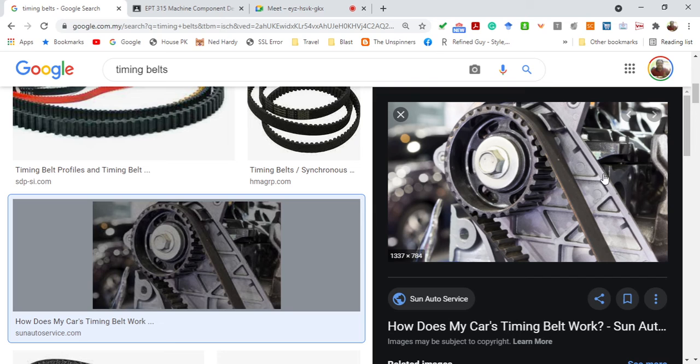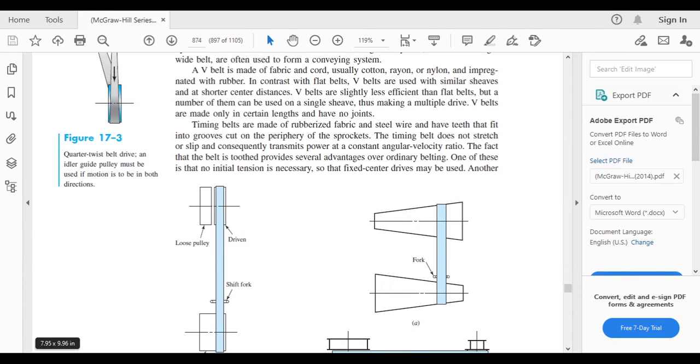There is no initial tension, because the text mentions that no initial tension is necessary, so that quick center drive may be used. Why no initial tension? The question is why no initial tension? The first question is how tension happens.